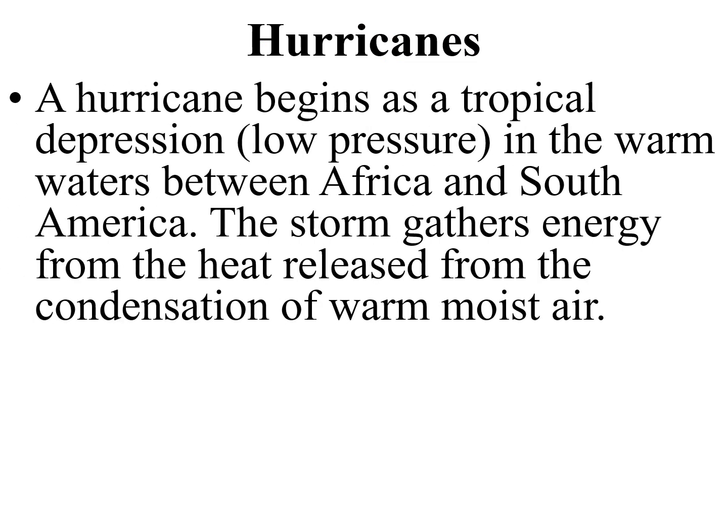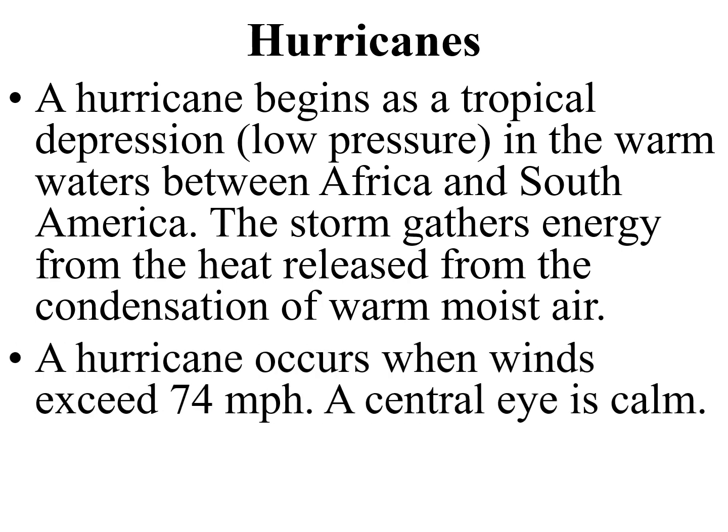So hurricanes. Well, we should talk a little bit about hurricanes and tornadoes and those terrible things. A hurricane begins as a tropical depression, low pressure in the warm waters between Africa and South America, at least for our hurricanes. The storm gathers energy from the heat released from the condensation of warm, moist air. A hurricane occurs when the winds exceed 74 miles an hour. The central eye, when you can see a central eye in the hurricane, that's calm.